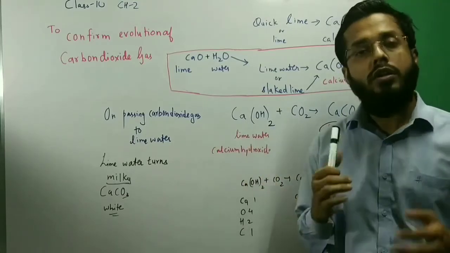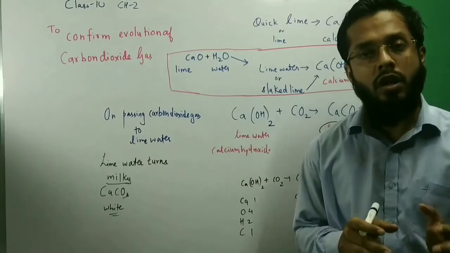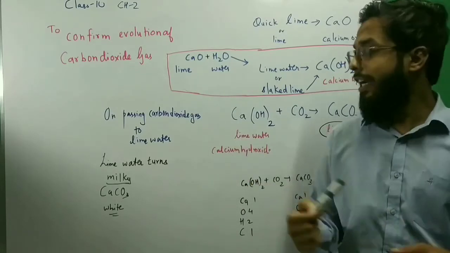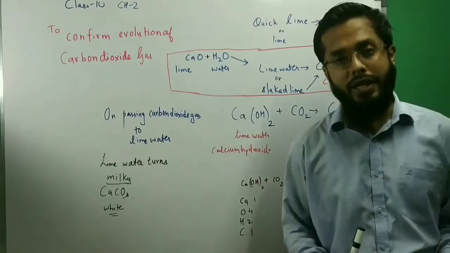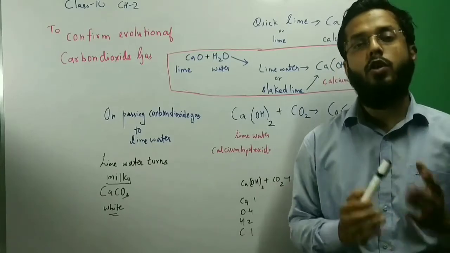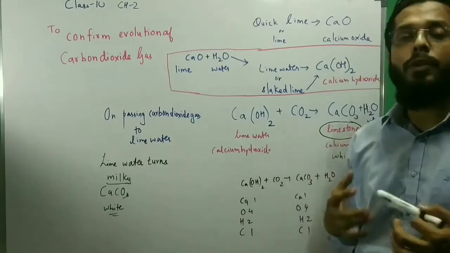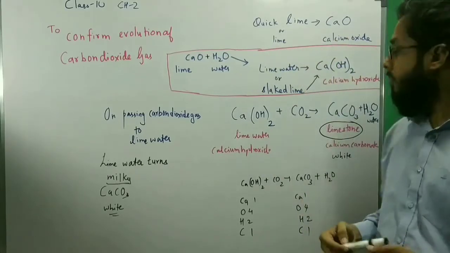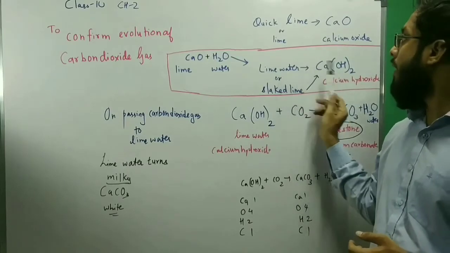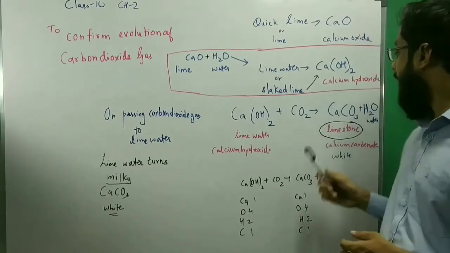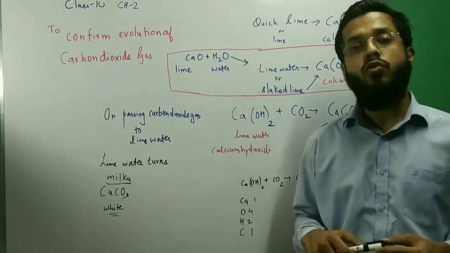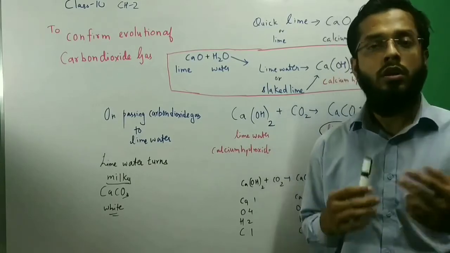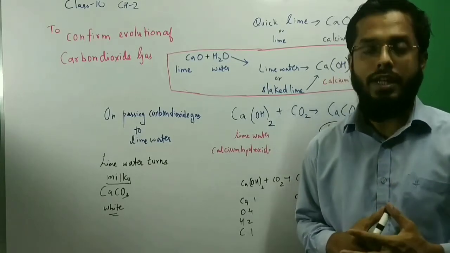If you want to check the colorless gas evolving out from a reaction mixture, we can pass that gas into lime water, and if it turns milky, it means that gas was carbon dioxide. So we have learned some new words over here: quicklime or lime is known as calcium oxide. Slaked lime or lime water is calcium hydroxide. And limestone is calcium carbonate. So this was about the confirmity test of carbon dioxide gas.